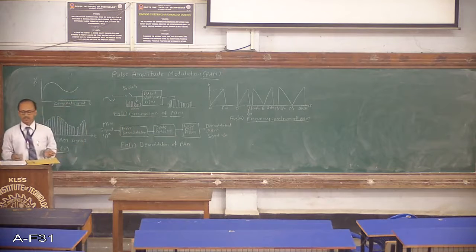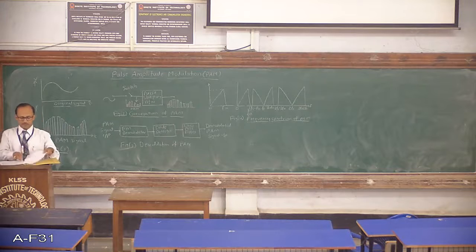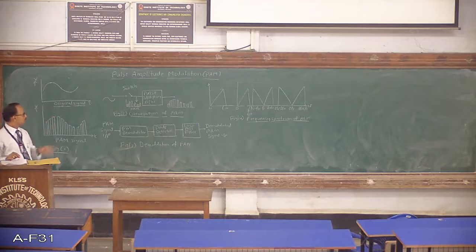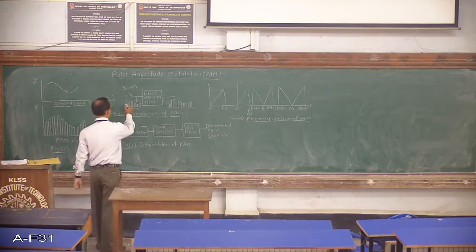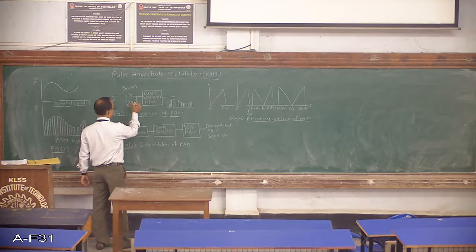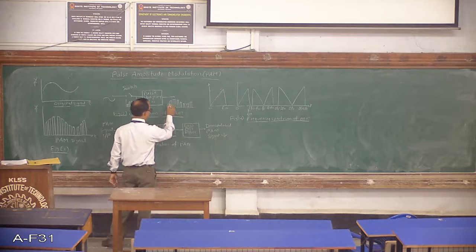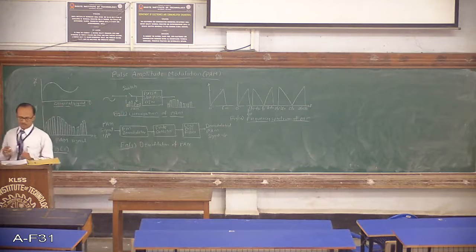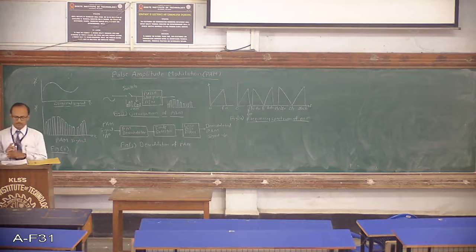Next, this pulse amplitude modulated waveform is fed to a pulse shaping network. This pulse shaping network gives these pulses flat tops, as you can see here. Here the tops are not flat. These tops follow the pattern of the original signal, whereas here after the pulse shaping network we get flat tops for the PAM signal pulses. That is the purpose of using this pulse shaping network.